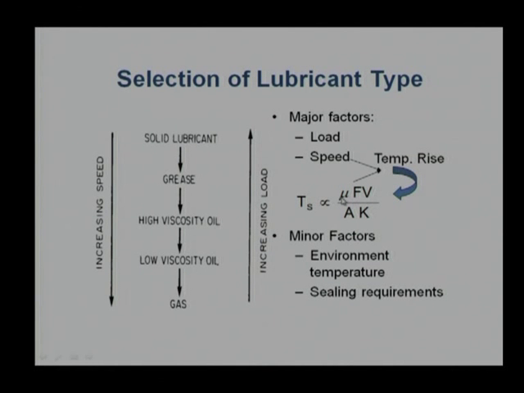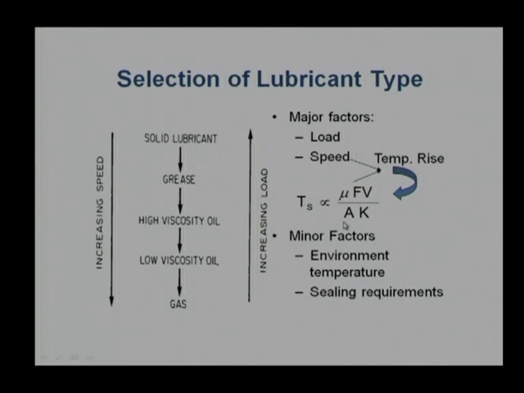So, a higher coefficient of friction means high temperature. High temperature means we should go for the low viscosity oil or the gas. High force, again high temperature. In this situation, we need to consider whether we need to combine two lubricants. High velocity, again we have a high operating temperature. So, we choose a lubricant accordingly.